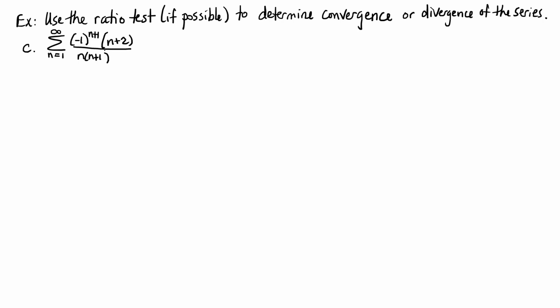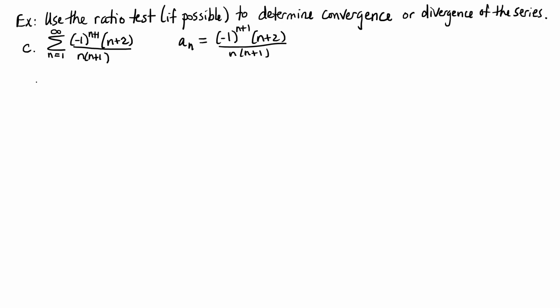But we're being asked to use the ratio test. A lot of times when we see it's an alternating series, we want to use the alternating series test, and we might end up doing that if the ratio test doesn't work. But first, we're supposed to try the ratio test. So what is my a sub n referring to? The whole thing, (-1)^(n+1), (n+2) over n times (n+1).